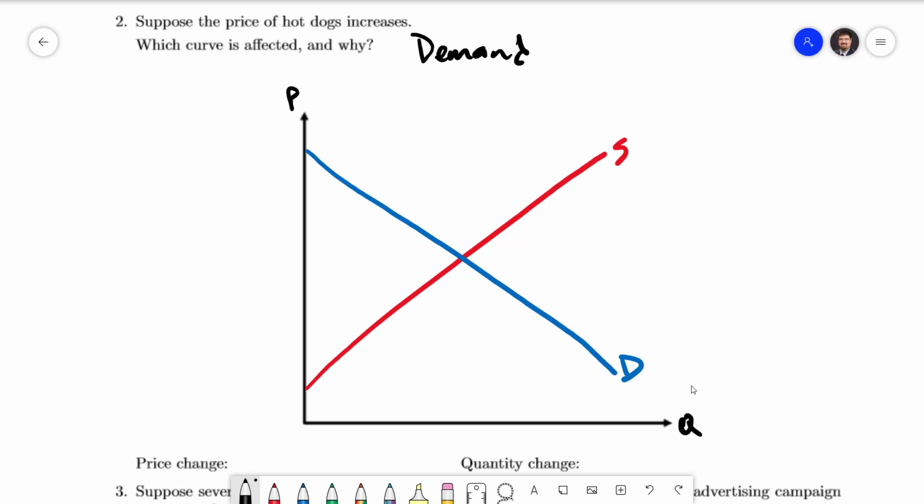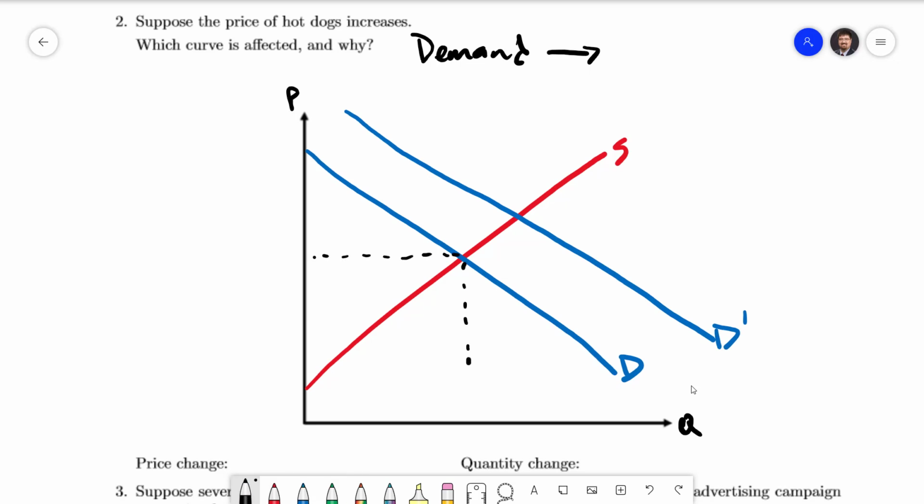Now, what's the relationship between hot dogs and hamburgers? They're both things you can eat, so they're probably substitutes. If the price of hot dogs increases, then people will buy less hot dogs and instead they'll buy more hamburgers. So this sounds like a demand shift to the right. Let's draw that in. We can now see what happens to our equilibrium. We can see here that our equilibrium price and quantity have both increased.